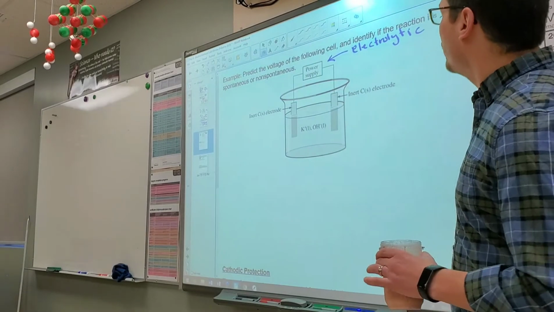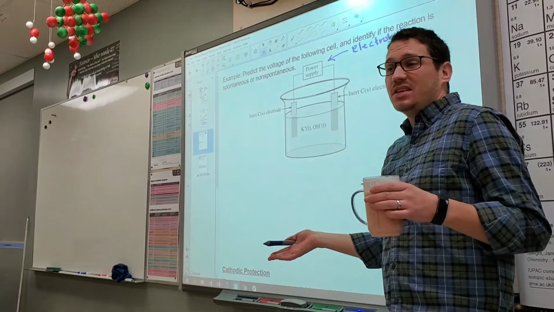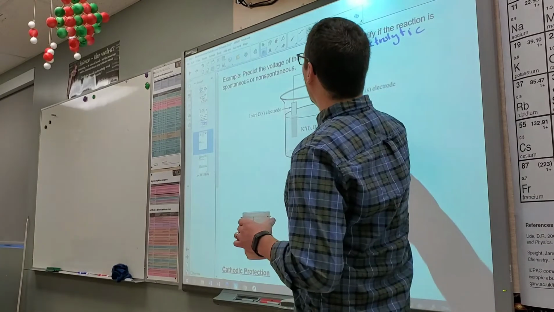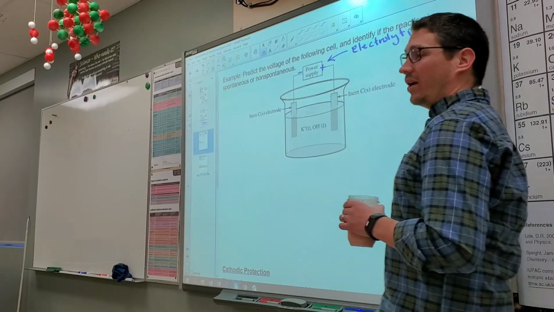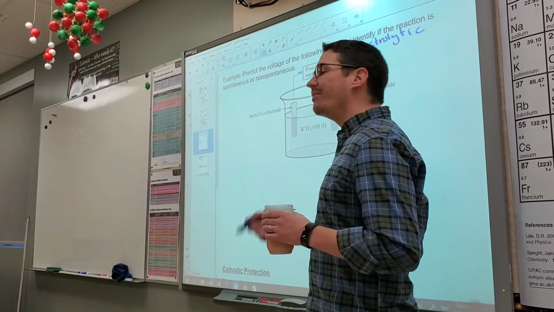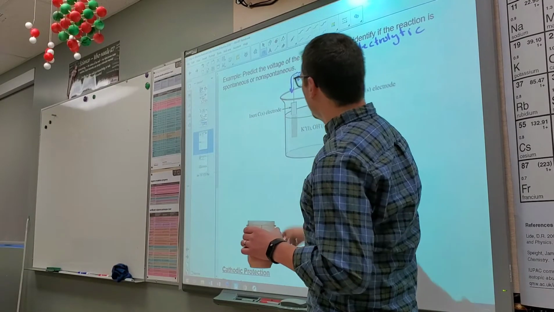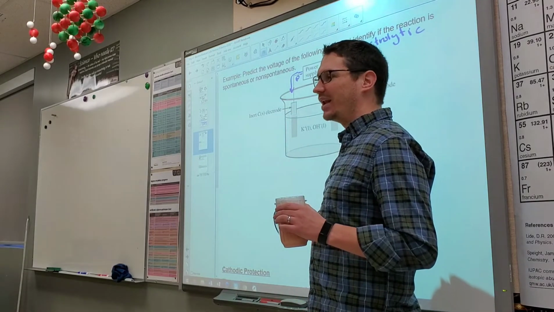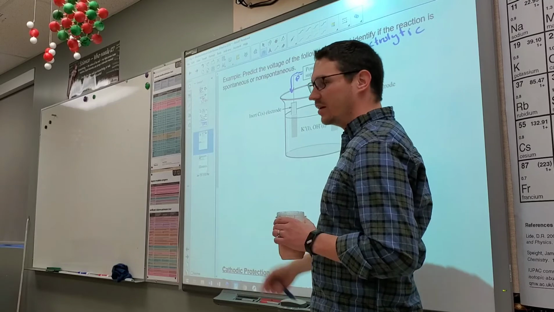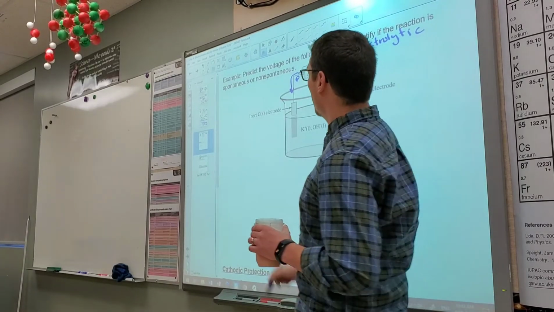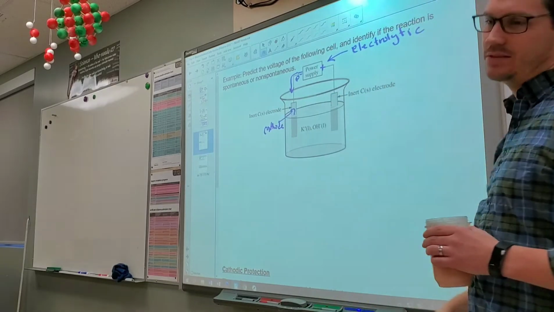It says predict the voltage of the following cell and identify if the reaction is spontaneous or non-spontaneous. It's not going to ask you which one is the cathode and which is the anode unless it gives you a positive and negative terminal of the battery. Where do electrons come out of on a battery, the positive or the negative end? The negative end. So electrons are heading this way. Is this electrode the cathode or the anode? Cathode. The cathode is where the electrons head to, because that's the site of reduction. As long as you understand that, we're good to go. That means the other one has to be the anode.